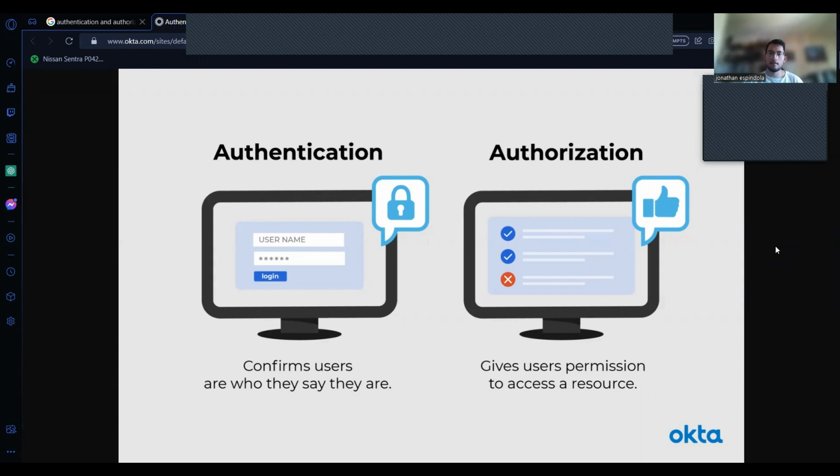Today we'll be looking at authentication and authorization. This is the next subheading in the book.